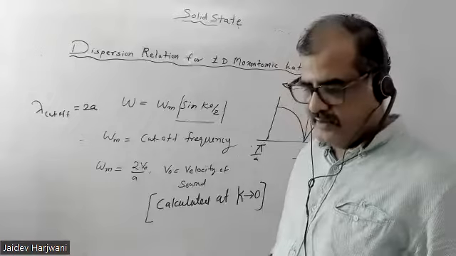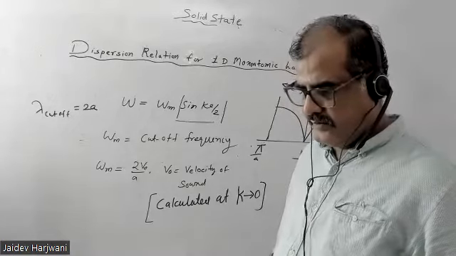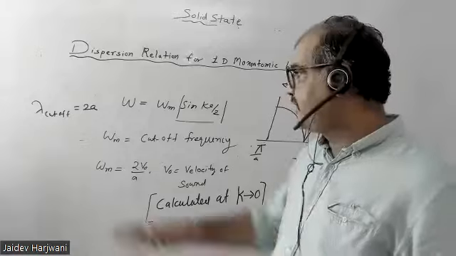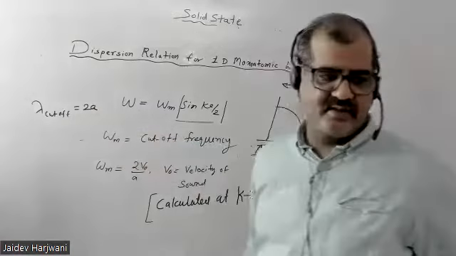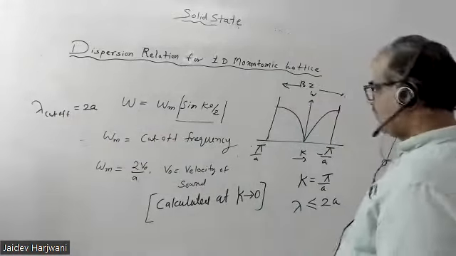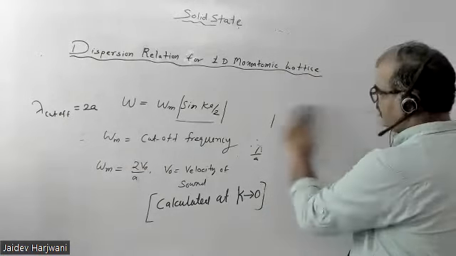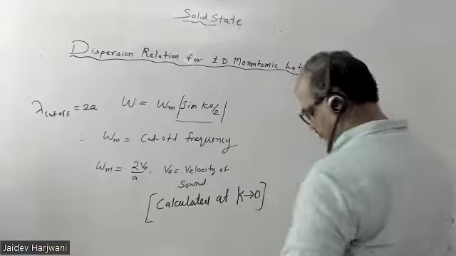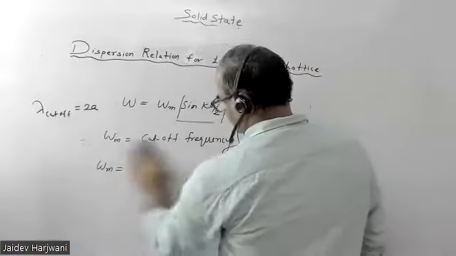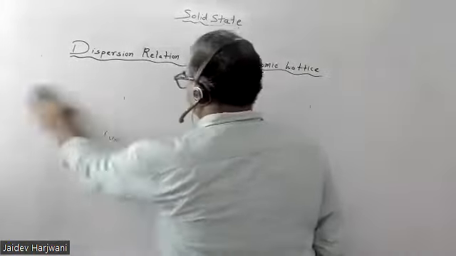The cutoff for the one dimensional monatomic lattice is 2a, right? Lambda equals 2a, the cutoff wavelength. Yes. Okay, so let me now discuss what the Brillouin zone is, or we have to define formally what the Brillouin zone is. So let us discuss.